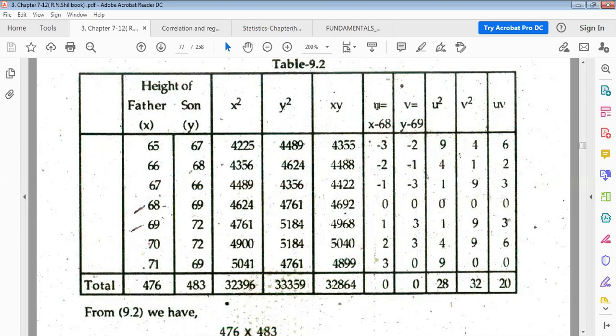Now u equals what? The u variate will be x minus x bar, where x bar is the assumed mean. Taking assumed means, this is 68, and the other assumed mean is 69. This is the serial number. So we can take 68 as the assumed mean, and here 69 as the assumed mean. Then u equals this and v equals this, u square this and v square this, and uv we get 20.